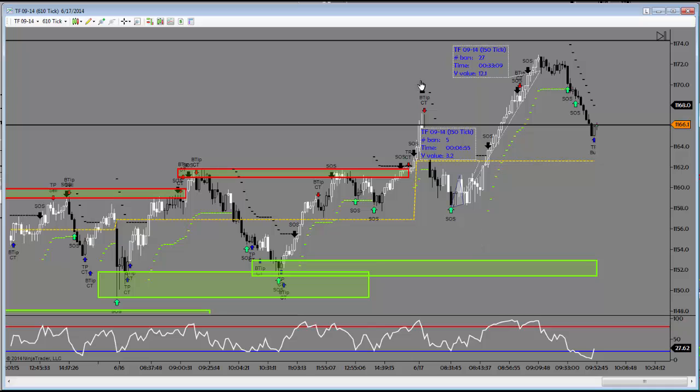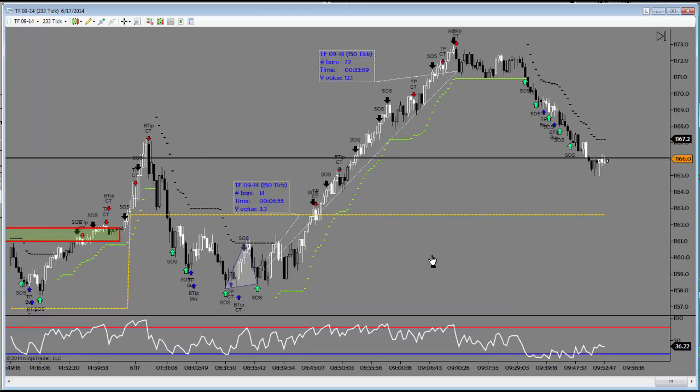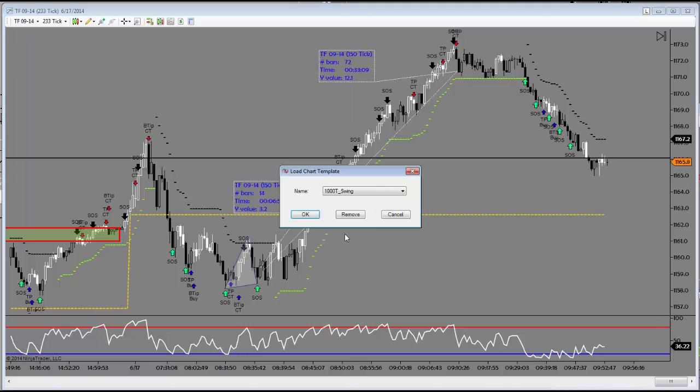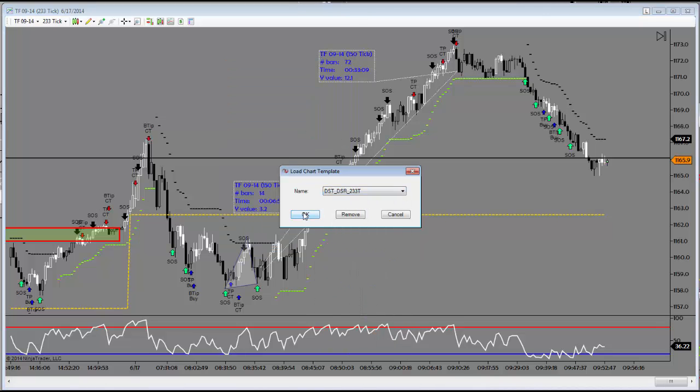All right, let's come back here. Let's go 233 tick. So I'm going to change my time frame first. There's our 233 tick chart. Then right click in the chart, hover over templates, left click load, and then, trial members, you've got the DSR 233 tick right there.